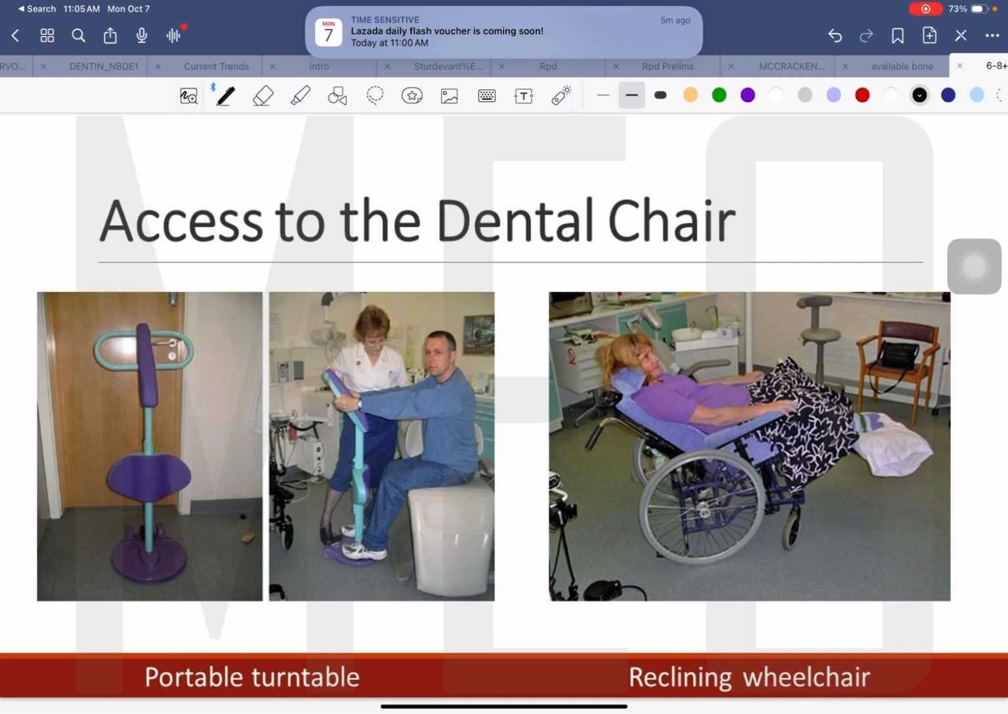There are different ways. Or you can have this one, the portable turntable. Di ba in a person, we ask the person to stand up. Then they are the ones standing up, pero supported natin. But instead of a person, you can use this. A portable turntable, where they will hoist themselves up, move, then sit.